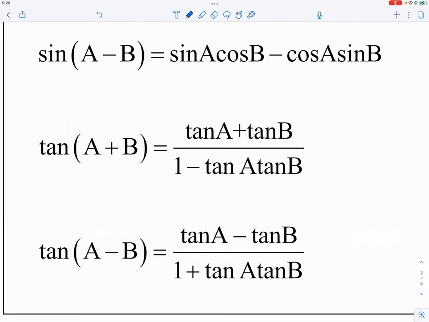And for tangent, the numerator is normal. If it's an addition, that's addition right here. But the denominator is always the opposite sign of the numerator. So the sign in the numerator would match the actual addition or subtraction, but the denominator is always the opposite.